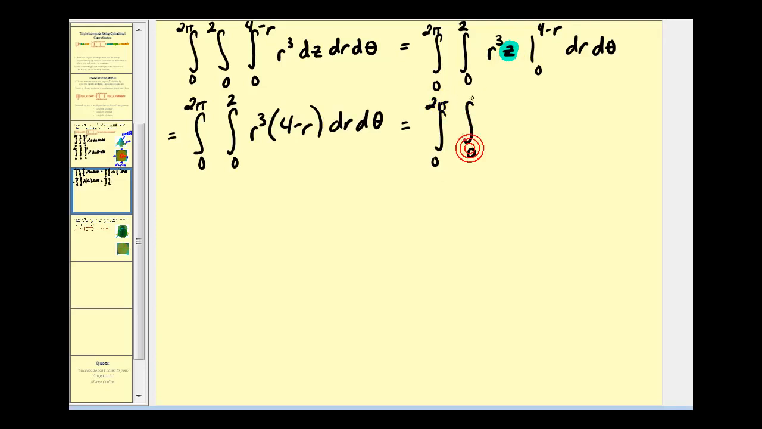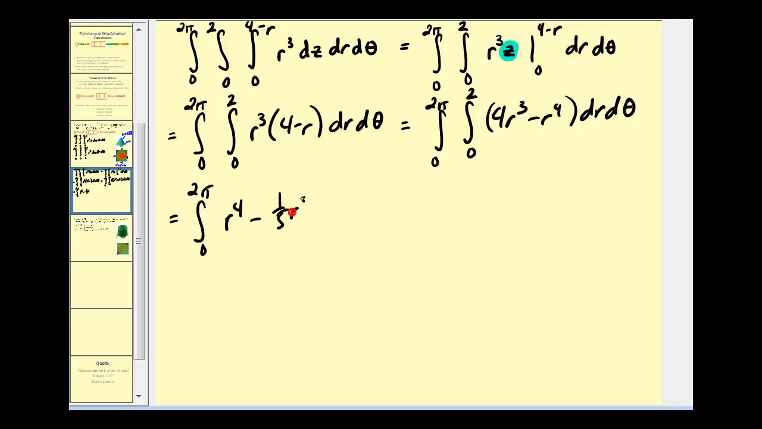Let's go ahead and distribute here. We'll have 4r cubed minus r to the fourth. And now we'll integrate with respect to r. So we're going to have 4 times r to the fourth over 4. That's going to give us r to the fourth. We'll have minus r to the fifth over 5, or 1/5 r to the fifth.